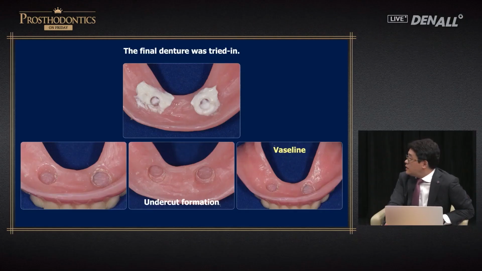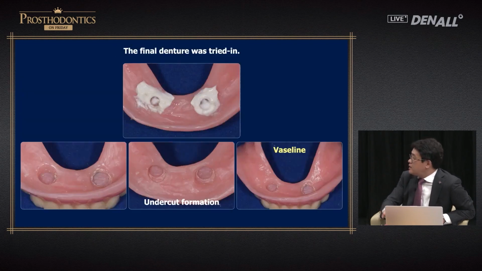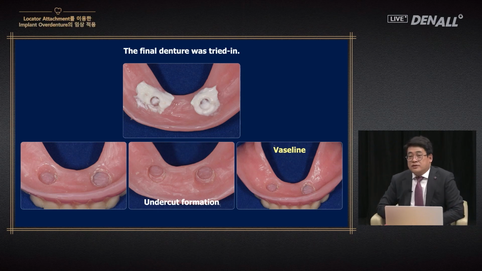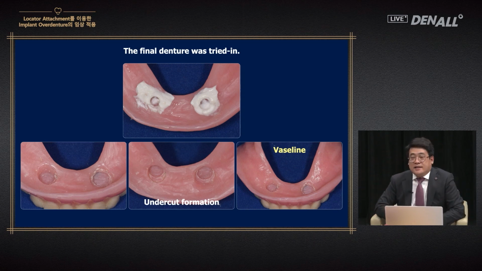I want to emphasize once again that metal processing cap should not be in contact with the inner surface of denture. This occurs very frequently, and that is why I included in this slide once more. The indelible pencil is very useful, as Professor Chu has mentioned. Undercut should be formed. Use Vaseline, and that is my clinical tip.